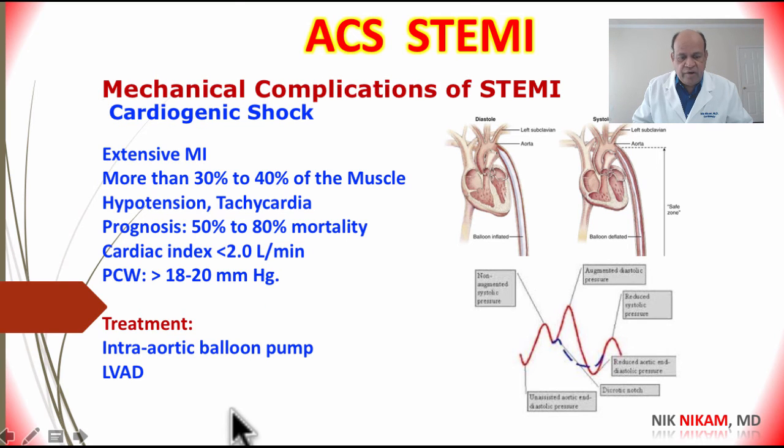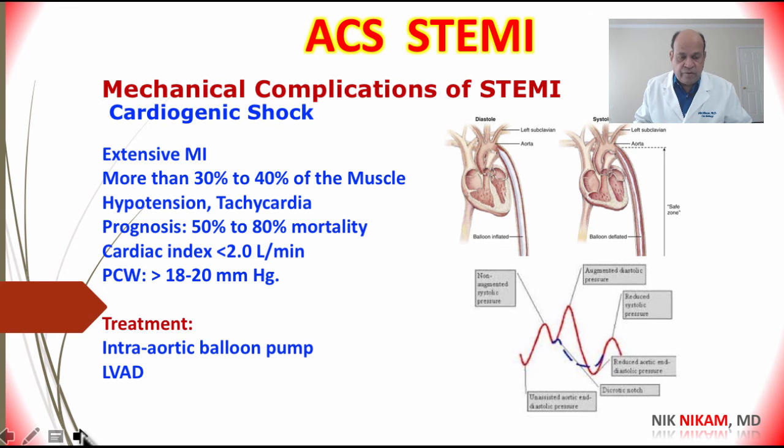Cardiogenic shock can result if there is involvement of more than 30 to 40% of the myocardium during an acute STEMI. It results in hypotension and tachycardia, with 50 to 80% mortality unless it is treated aggressively with the intra-aortic balloon and possible coronary intervention or cardiac surgery. These patients will have a cardiac index of less than 2 liters per minute and a very high wedge pressure. Again, an intra-aortic balloon pump may help to support their perfusion until we can decide on a more definitive treatment to preserve the left ventricular function.